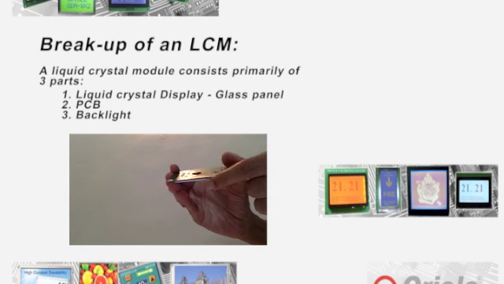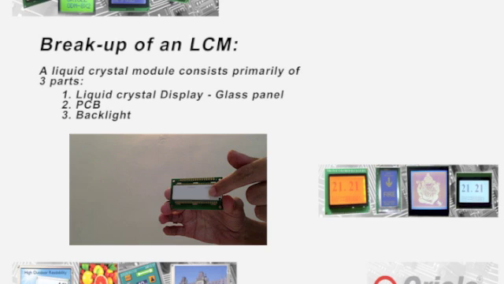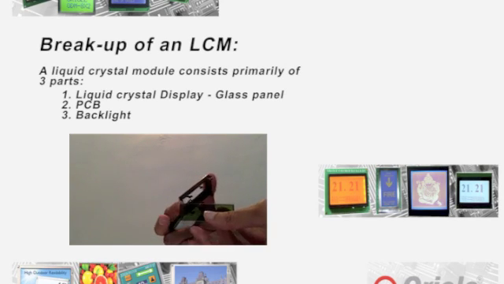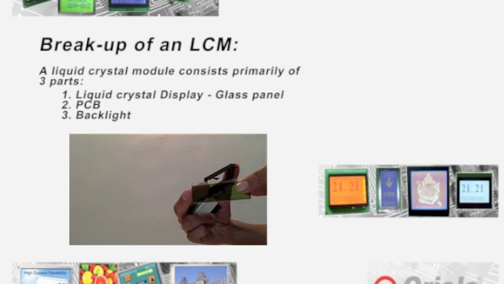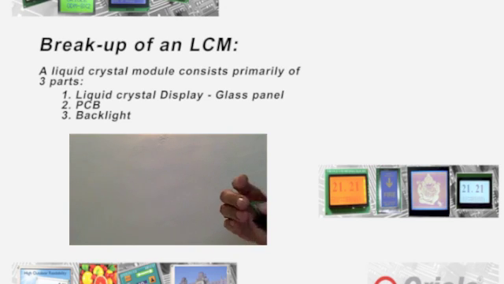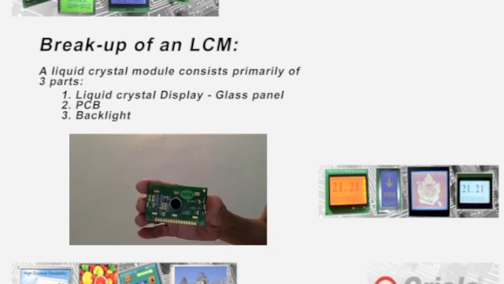So this is your PCB. This white thing here is your backlight. This is the glass panel or LCM, the actual display, and this is the bezel. Now one by one we'll go into each of the components.